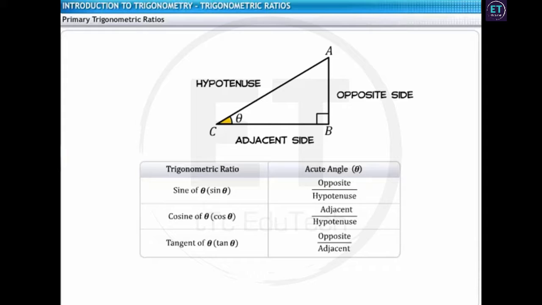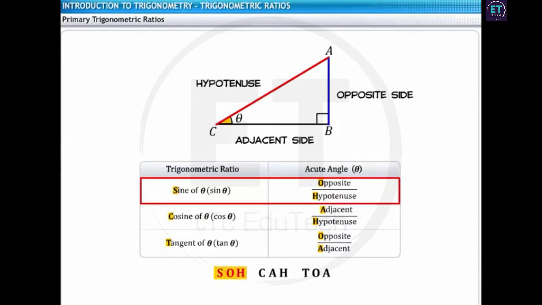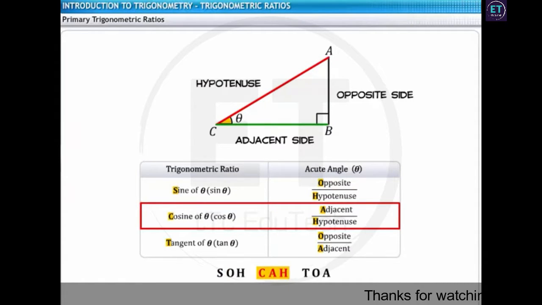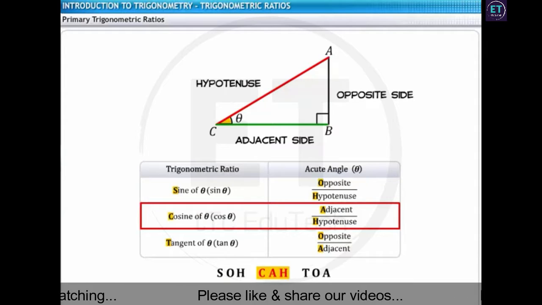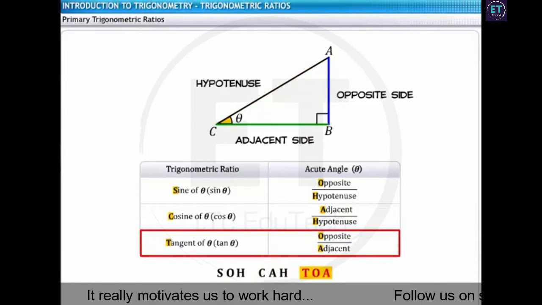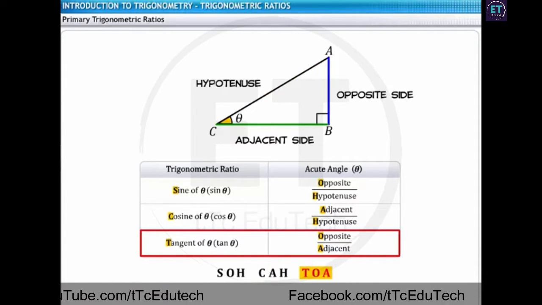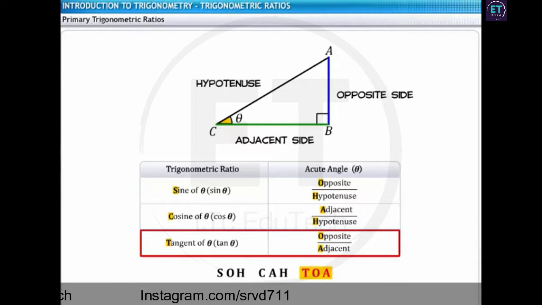Now, here's an easy way to remember these trigonometric ratios. Look at the bold letters. They form a mnemonic: so, ka, to. It is pronounced so-ka-to-a. The SO stands for sine of an angle is opposite side over hypotenuse. The CA stands for cosine of an angle is adjacent side over hypotenuse. The TOA stands for tangent of an angle is opposite side over adjacent side. Memorize this to remember these ratios.